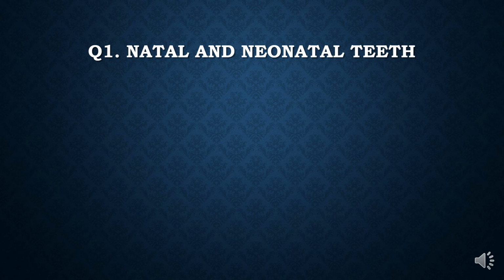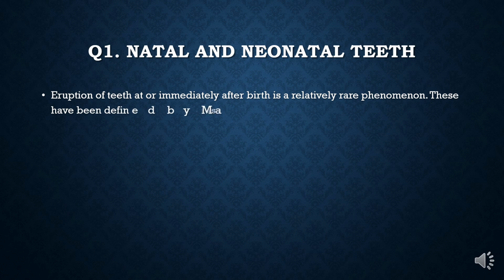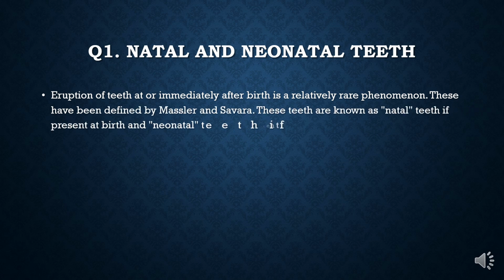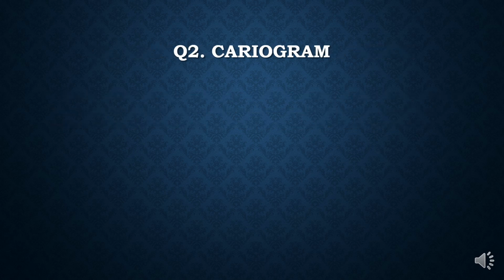Question number 1 is natal and neonatal teeth. Eruption of teeth at or immediately after birth is a relatively rare phenomenon. These have been defined by Masler and Savara. These teeth are known as natal teeth if present at birth, and neonatal teeth if they erupt during the first 30 days of life.